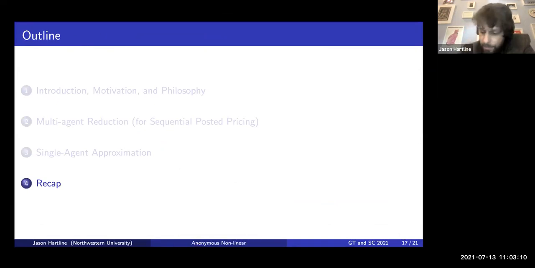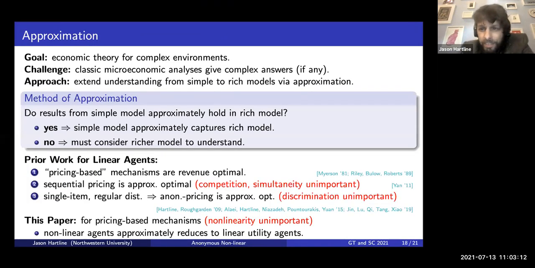Great. So that's the last of the results I wanted to show you. To recap, a lot of economic theory we want to do is analyzing outcomes in economic environments that are complex. The method of approximation helps us understand which aspects of the complex environment are details and which aspects are important.